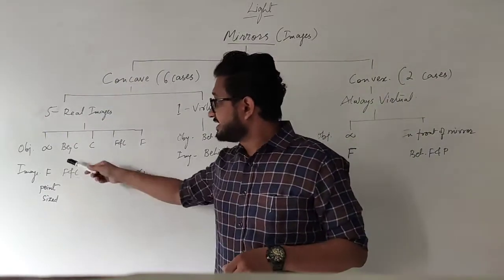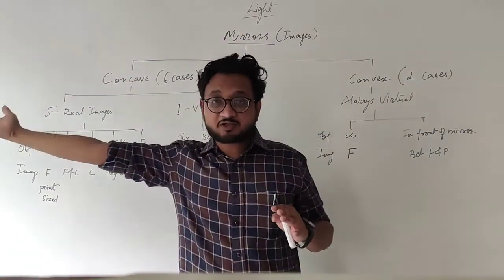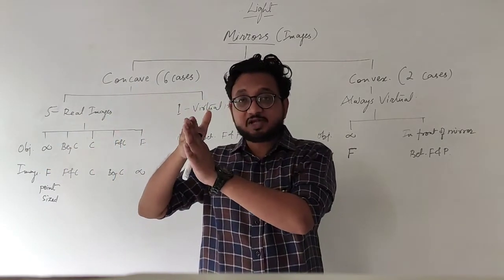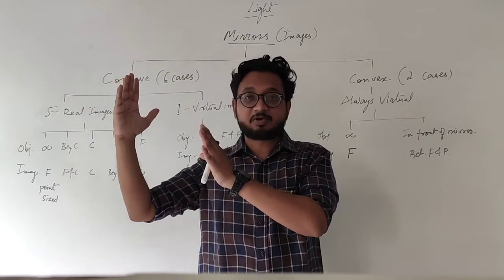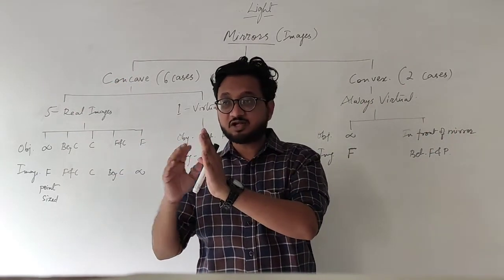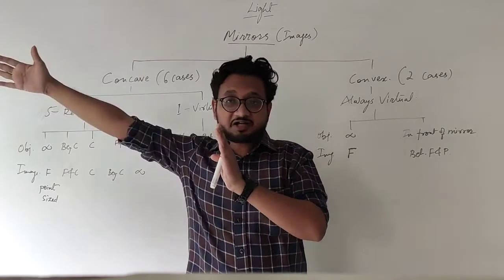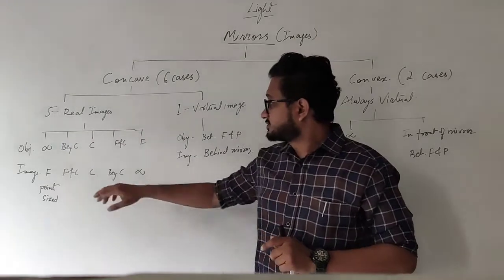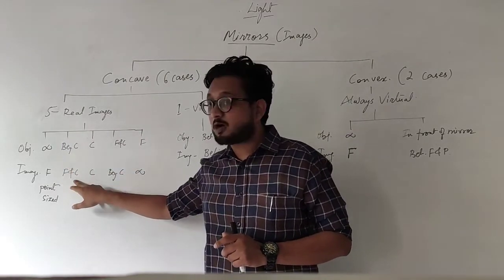The next one is if the object is beyond C. Before it was at infinity, now we have brought it closer, but still the object is kept beyond C. Over here is the mirror, we have focus, we have center of curvature, and then we have the object, not at infinity, but somewhere beyond C. So if the object is beyond C, the image is formed between F and C.